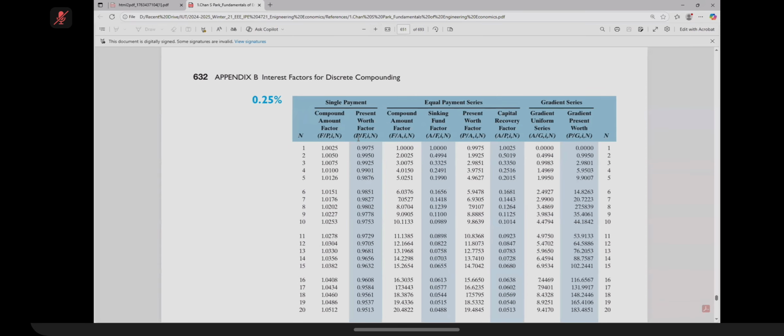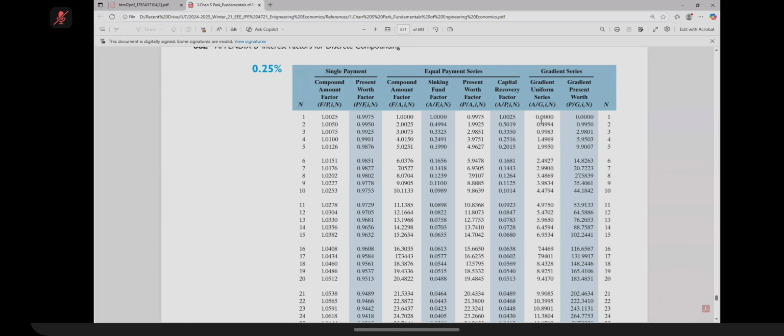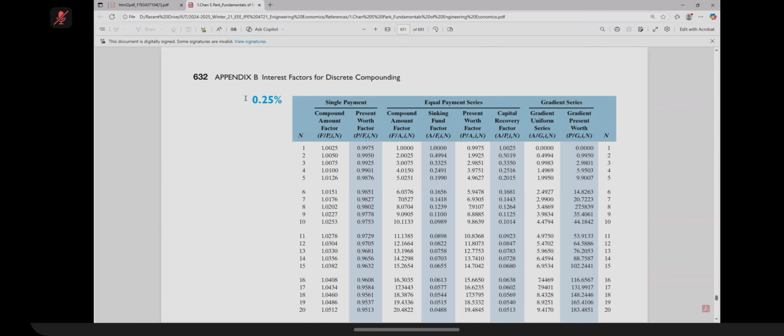Okay. So if you see this kind of table in the question, first of all, you have to understand that 0.25% is the interest rate. Whether it is a single payment, an equal payment series, or a gradient series, we are talking about the single payment. Compound amount factor: find F given P, I, and N. Here we have to find the capital F.